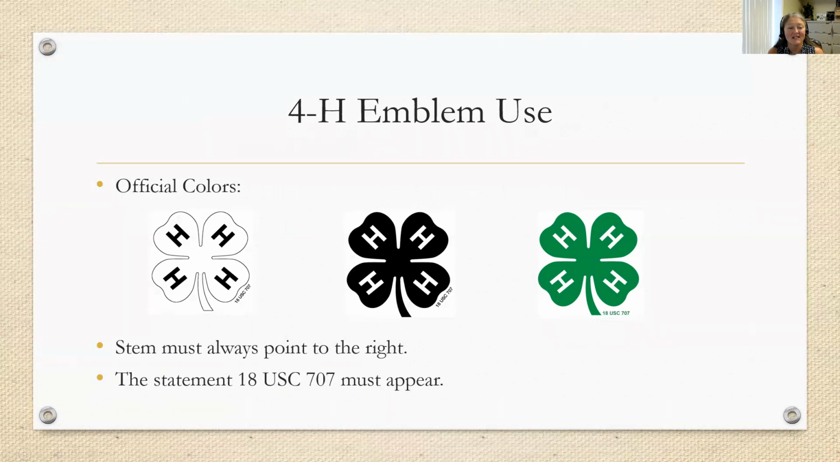And then the statement 18 USC 707 must appear. Sometimes it appears horizontally beside the stem, and sometimes it appears diagonally beside a leaf. So it just depends on which one you like better, or which one's going to fit your poster better. It doesn't matter.